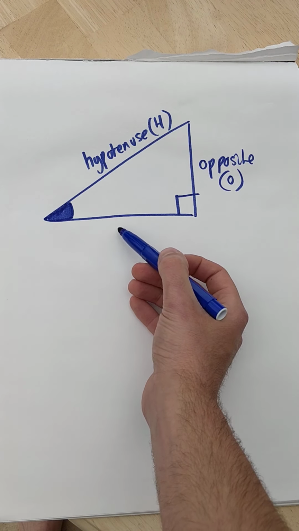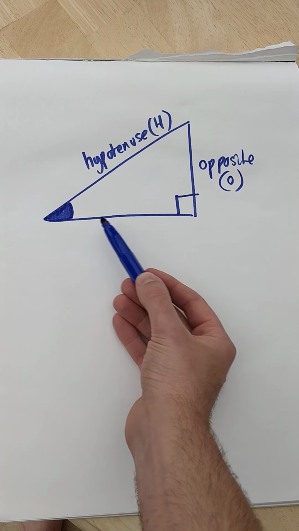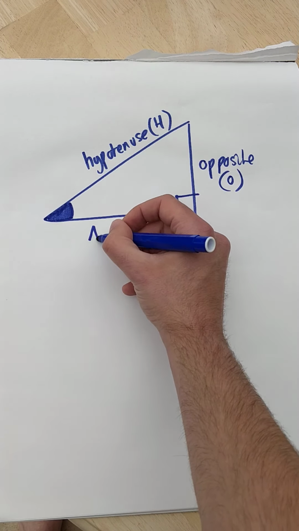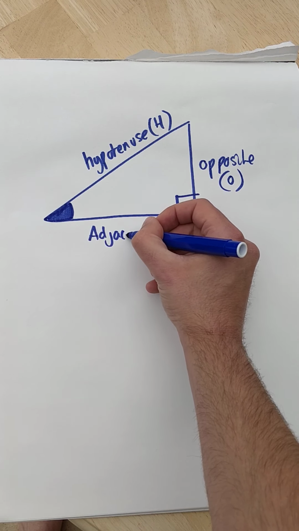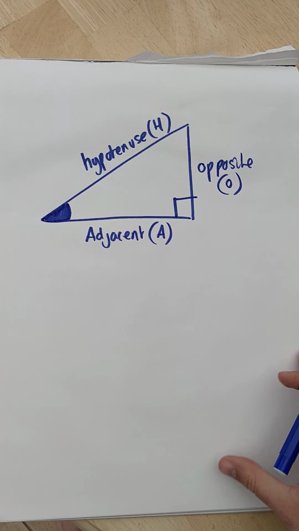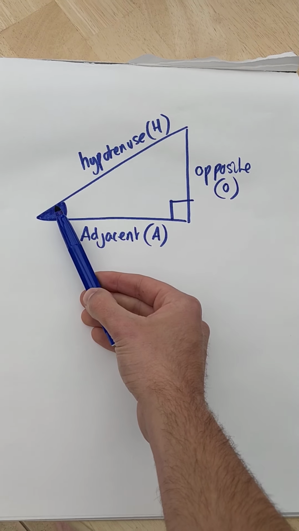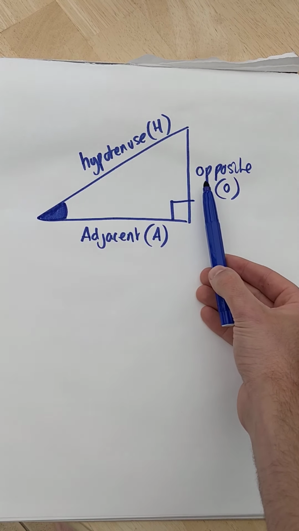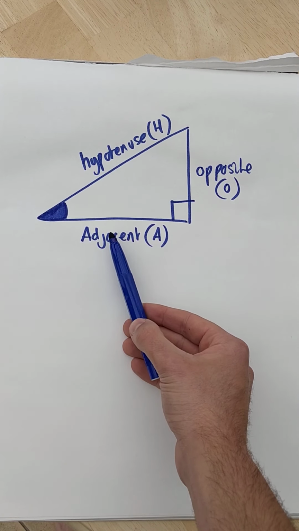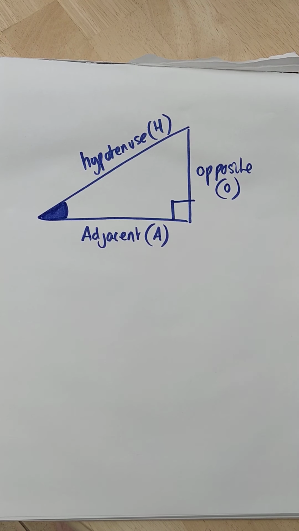Now this side is known as the adjacent. What adjacent means is next to. So this side is next to the angle, or adjacent to it. So that would be A. So when it comes to labeling a triangle, in relation to this angle here, this side is opposite it, this side is adjacent to it, and this side, the longest side, is always known as the hypotenuse.